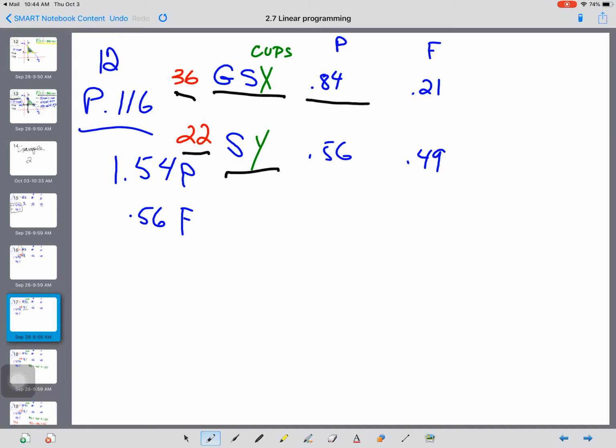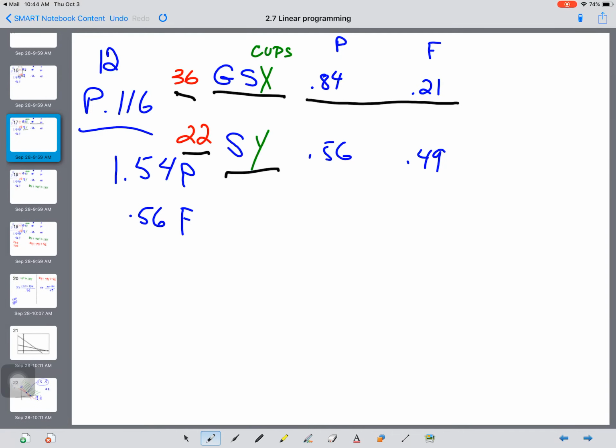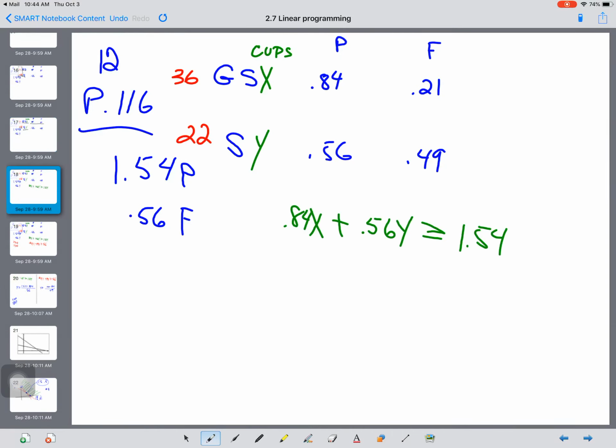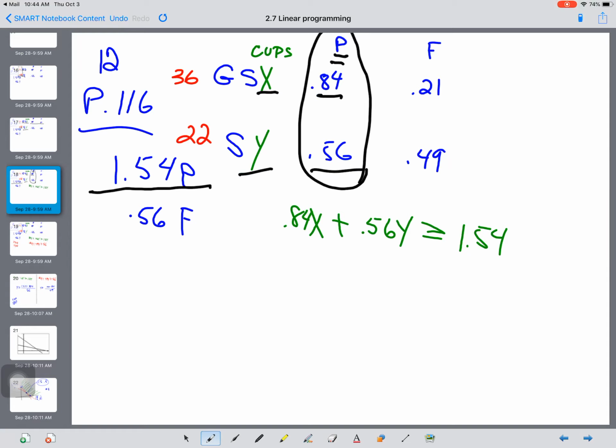But when I do that, this is the kind of fat and protein I'm going to get. Well, what I'm going to do is group some things together. So here's what I know. Now notice the relationship here. I want to look at the protein specifically because we're told that the protein needs to be at least 1.54 ounces each day. So I know that when I have X cups of this one and Y cups of this one, so look at that. That's how you figure out the protein, right? For every cup, 0.84, for every cup, 0.56.